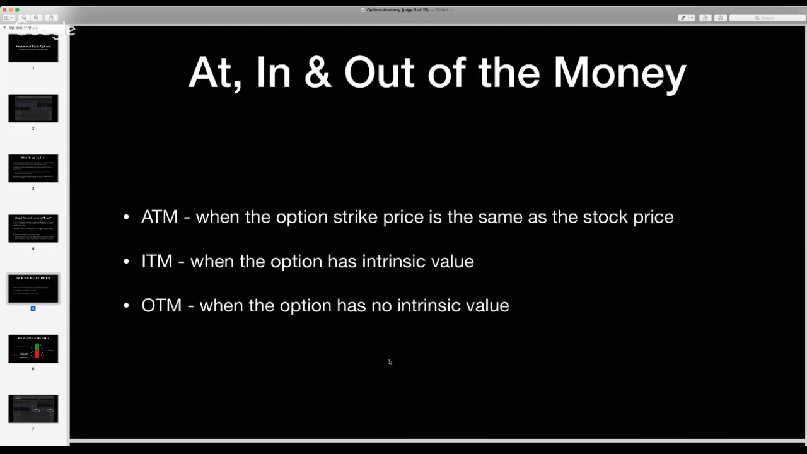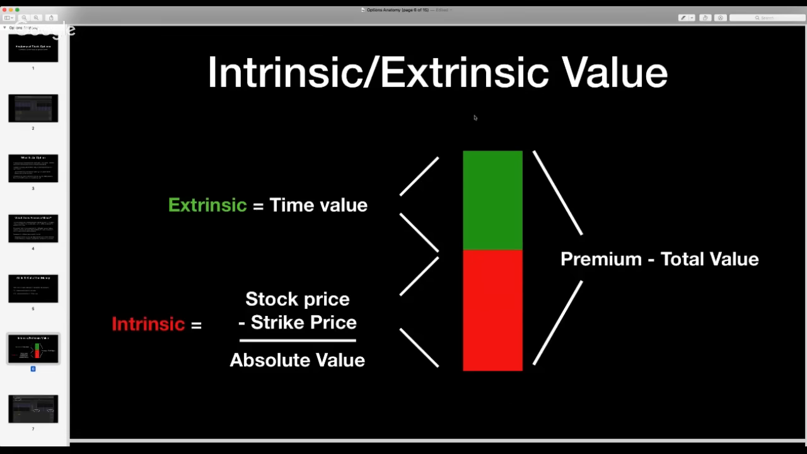Now, there are two parts of value to an option: intrinsic and extrinsic, and we're going to look at that right now so you get an understanding of it. These are different states that an option can be in. Let's say that this red and green bar represents all the different types of value in an option, where the intrinsic value is in red and the extrinsic value is in green. The intrinsic value is figured out by taking the absolute value of the difference between the stock price and the strike price.